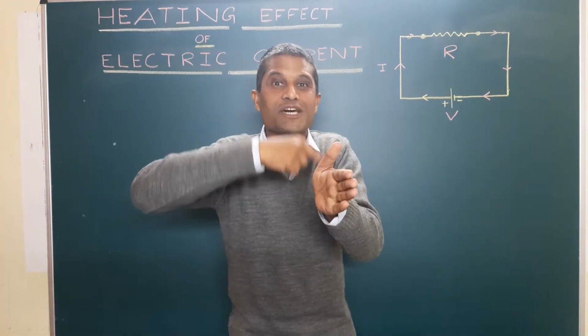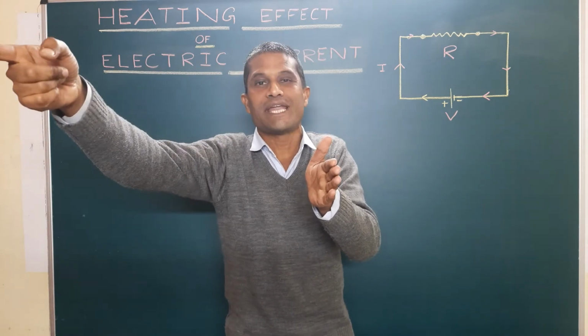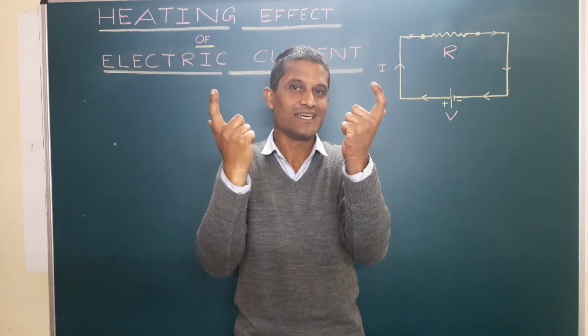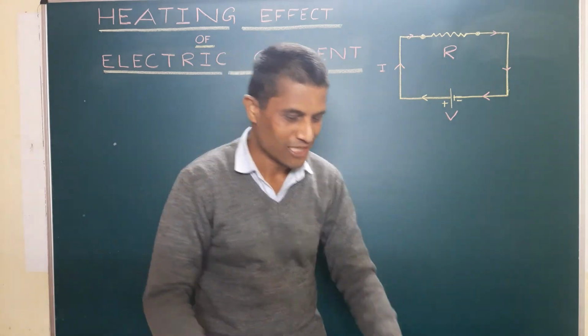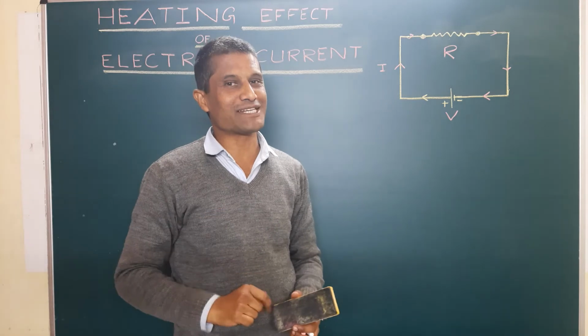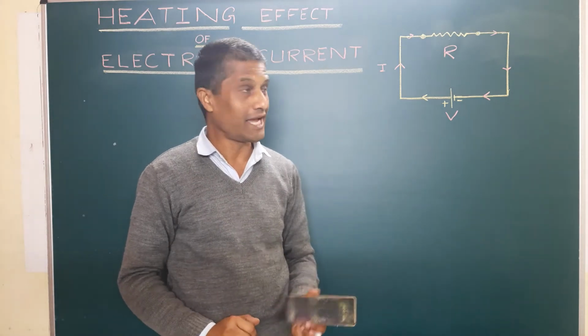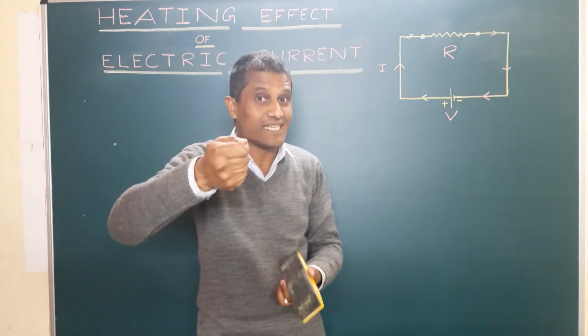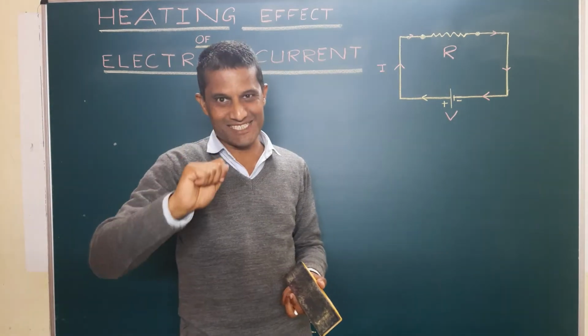Rather, it got converted into another form of energy, that is heat energy. And that heat energy makes the conductor hot. And that's how the heating effect of electric current takes birth. And this is what the heating effect of electric current is all about. So the key is the high resistance.